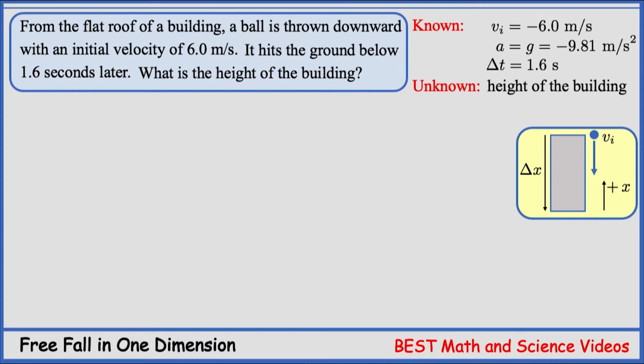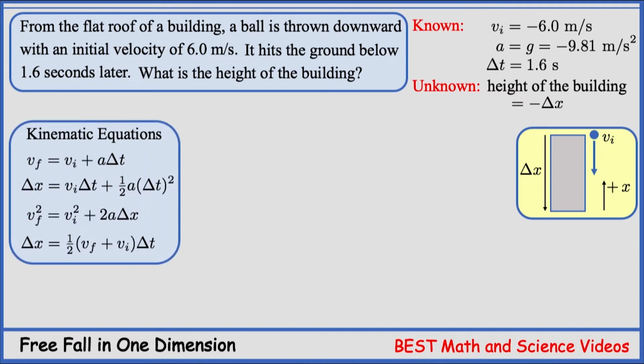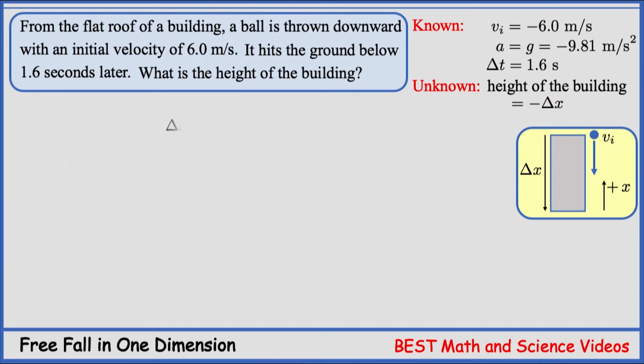You can see from the diagram that the ball falls a distance of delta x. That is the displacement. The height of the building must be positive, of course, so it must equal negative delta x. We need to find delta x first, so let's look at the kinematic equations. Which of these equations includes only delta x as the unknown? The second one. We know the other variables in this equation: the initial velocity, the time, and the acceleration. So let's use this in our calculation.